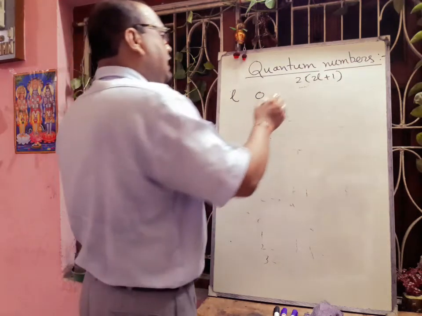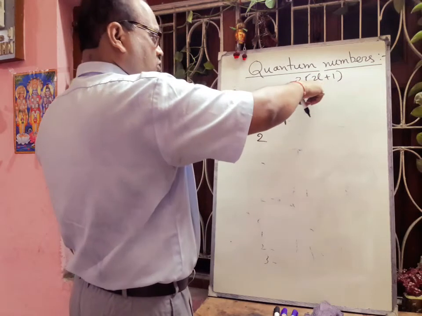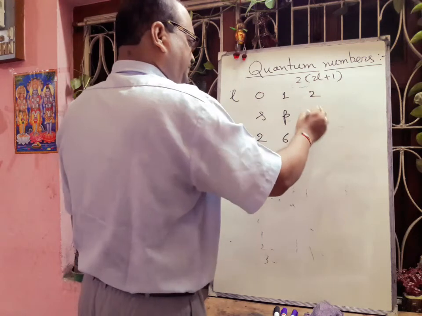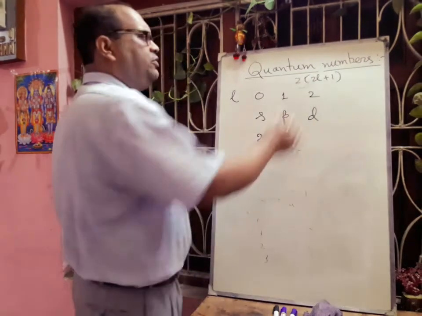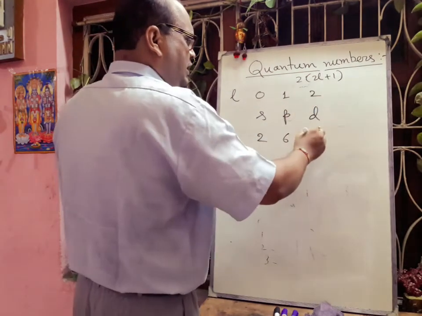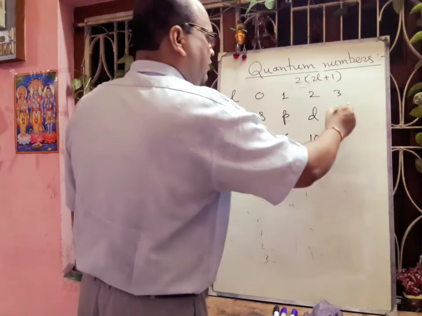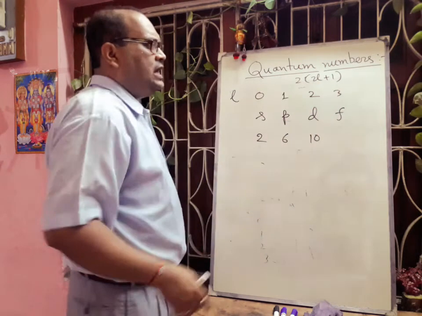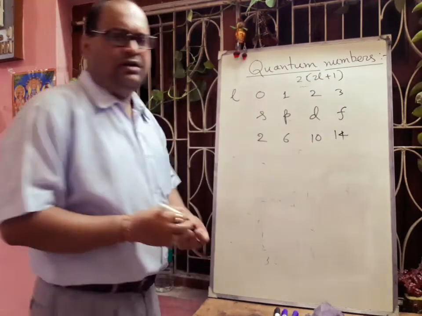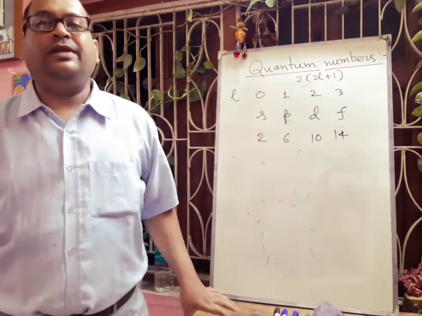But when L is equal to 1, that is p, so we are putting the value L is equal to 1. So 2 into (2 plus 1), 3 into 2, that means 6. When L is equal to 2, d orbital, if we put the value 2, that will be 2 into (4 plus 1), 5 into 2, that means 10. If we put L is equal to 3, then this is f orbital. That will be 2 into (6 plus 1), 7 into 2, that is 14 electrons. We will also see that in the last, after discussing the spin quantum number.